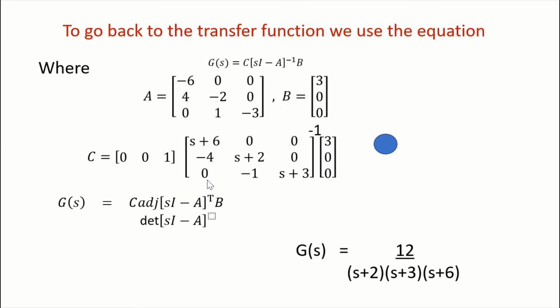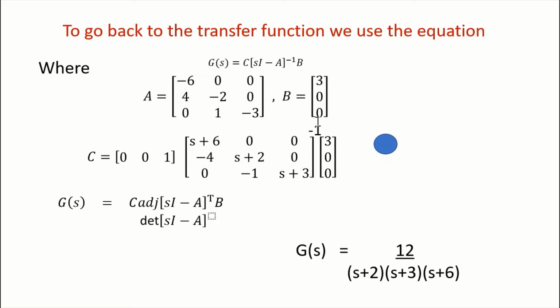But we don't want that element because it's transposed, and the transpose of this is up here. So we need the adjoint of this one. The adjoint of this one is this times this minus that times that. It goes plus minus plus, so it's going to be plus. So minus 4 times minus 1 is 4, and then 4 times 3 is 12.